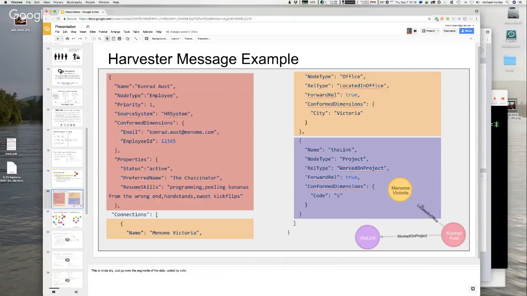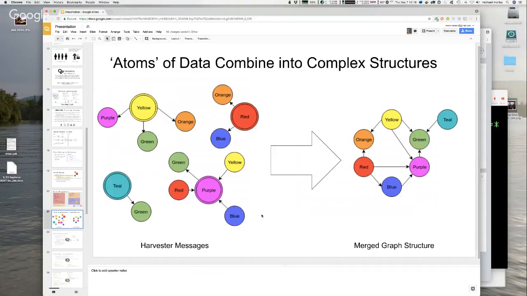Now, if you ignored everything I said up until now, this is what you should pay attention to. The core fundamental of how we ingest explicit data into Neo4j is essentially we break it down into atoms, we send it to a refinery, and we make one merged graph structure by linking all the atoms together. All right.